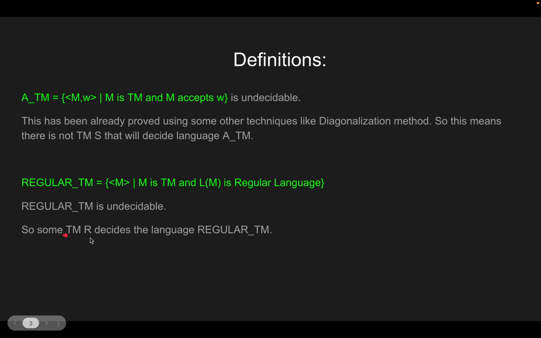So we assume there is a Turing machine R that can decide the language regular TM. If such a Turing machine exists, then we can use R to build a Turing machine S, which is also a decider, which is going to decide ATM. But we already know this can't be true, because there can't be such a Turing machine S which can decide ATM. That has already been proven using the diagonalization method. So we come to the conclusion that there can't be such a Turing machine R. So regular TM is also undecidable.